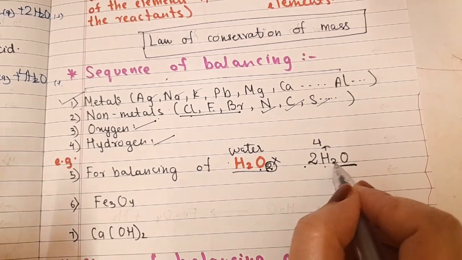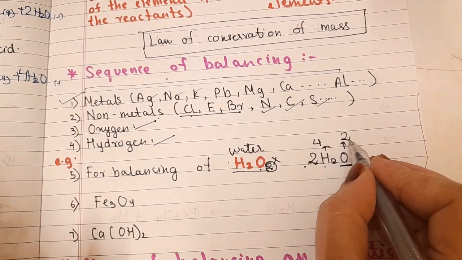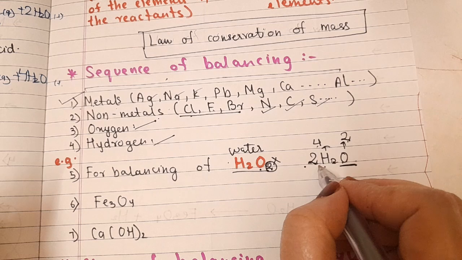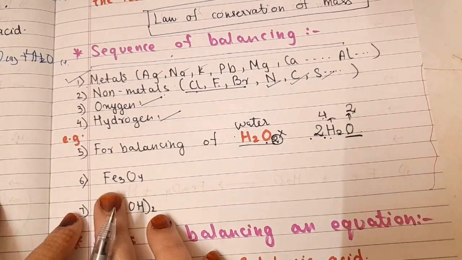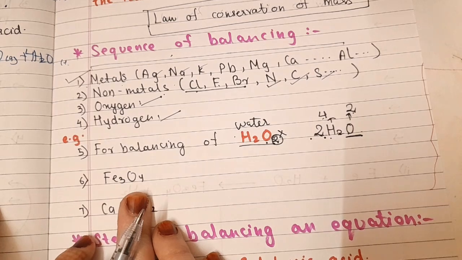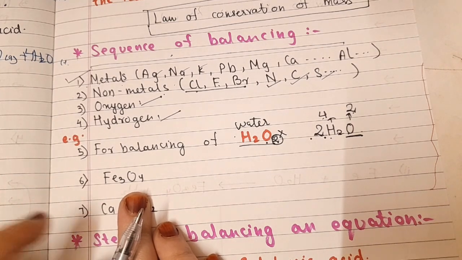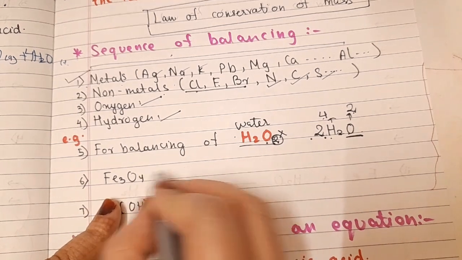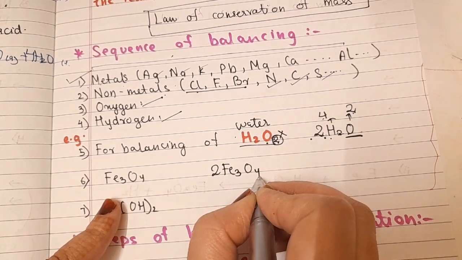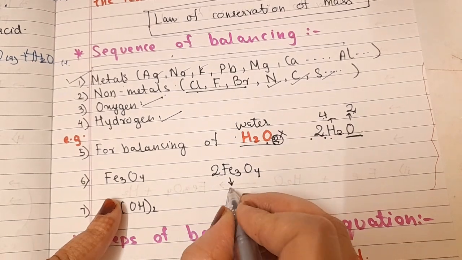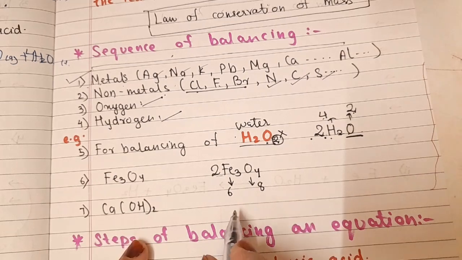Here 2 twos are 4, we multiply this, and 2 ones are 2, that means there will be 2 elements of oxygen and 4 elements of hydrogen. And suppose in ferric oxide we need 8 elements of oxygen. What we will do is write 2 before Fe3O4. That means 2 threes are 6 iron elements, and 2 fours are 8 oxygen elements.